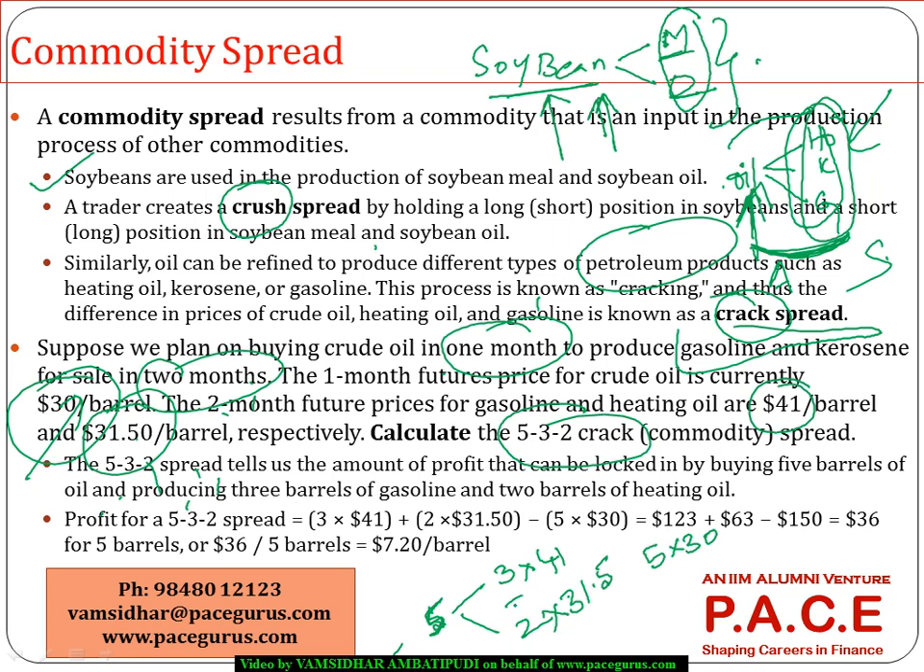So within this period, I have created a profit of 123 plus 63, 186 minus 150. So $36 per 5 barrels is the profit which I have logged by entering into the transaction. So per barrel of crude oil, I have logged a $7.2 profit. So basically I am creating a kind of arbitrage position. Though I should not call it arbitrage, it's more of a profit making position.